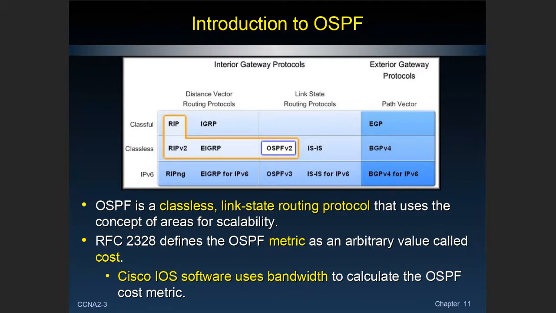The faster the bandwidth, the lower the cost, because I would rather send my data over the fast bandwidth link, like a fiber optic 10 gigabit Ethernet link would be faster than a dial-up Hayes modem 56 kilobit link. So Cisco routers automatically calculate this cost metric using bandwidth so that your data goes the fastest way possible. If we have multiple links for redundancy and the fast link dies, well, we'll use the slow link because the fast link's not available anymore.